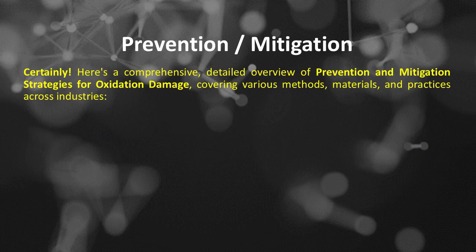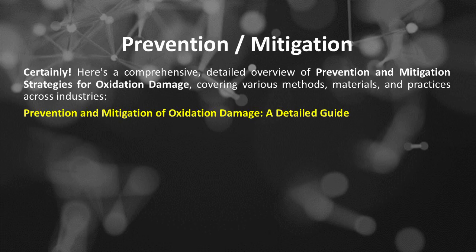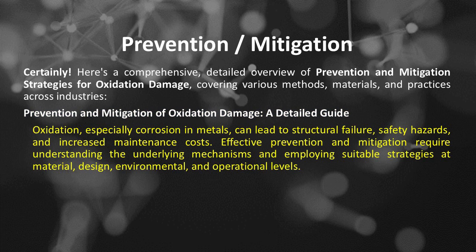Here's a comprehensive, detailed overview of prevention and mitigation strategies for oxidation damage, covering various methods, materials, and practices across industries. Prevention and mitigation of oxidation damage, a detailed guide. Oxidation, especially corrosion in metals, can lead to structural failure, safety hazards, and increased maintenance costs. Effective prevention and mitigation require understanding the underlying mechanisms and employing suitable strategies at material, design, environmental, and operational levels.